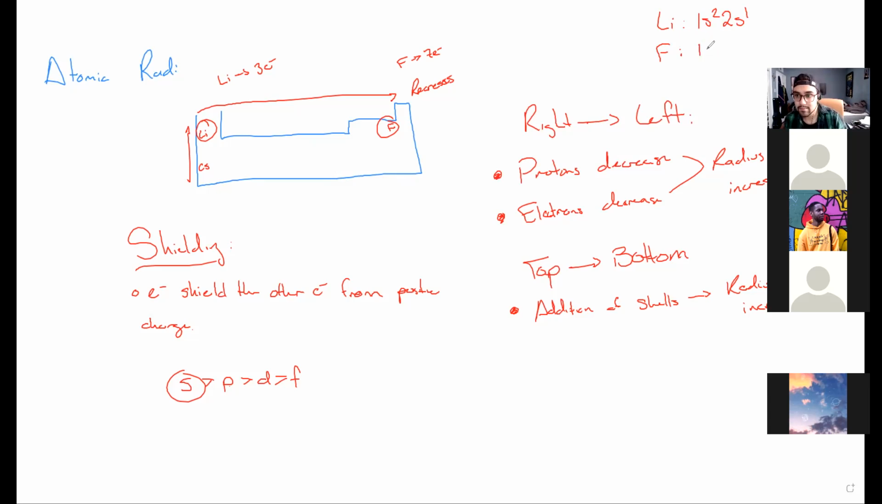1s2, 2s2, 2p5. Yep, you're correct, 2p5. All right. What's the difference between the electron configurations, other than the difference in electrons?